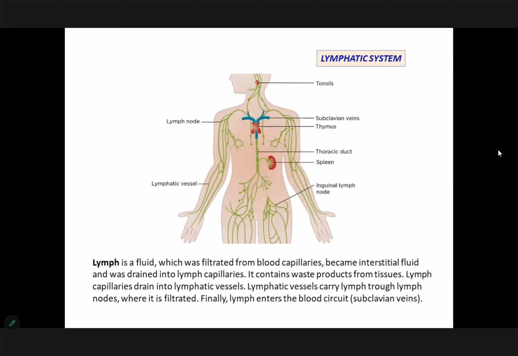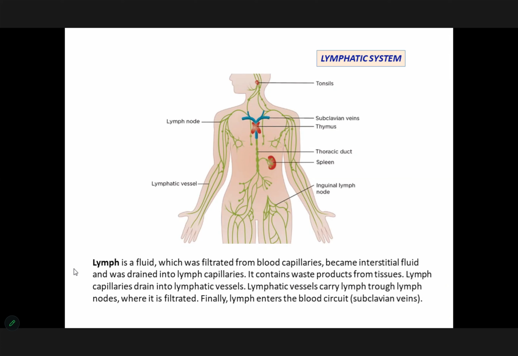Next, lymphatic system. Lymphatic system includes lymph capillaries, lymphatic vessels, and lymph nodes, and lymphatic system is connected to the blood system because large lymphatic vessels, lymphatic ducts, drain lymph into large veins of the upper part of our body. So lymph finally enters the blood flow into the veins.